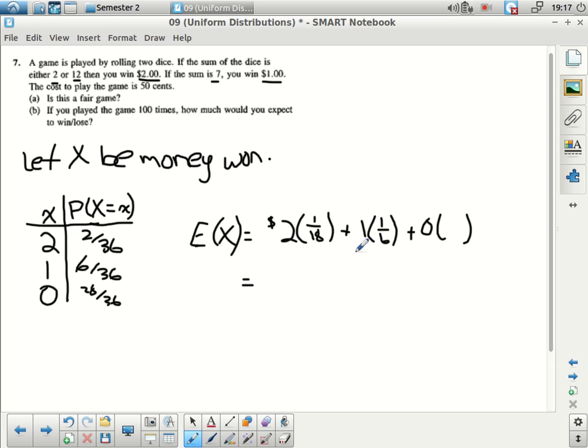Up here, you could run this through your calculator. I'm going to keep it in fractions for now in the hopes that it'll come out to something nice. So we got 2 times 1/18, which is 2/18. And $1 times 1/6, and 1/6 is the same as 3/18. It's not going to come out nice. This is 5/18, which as a decimal is about 28 cents. It's 27.7 repeating.